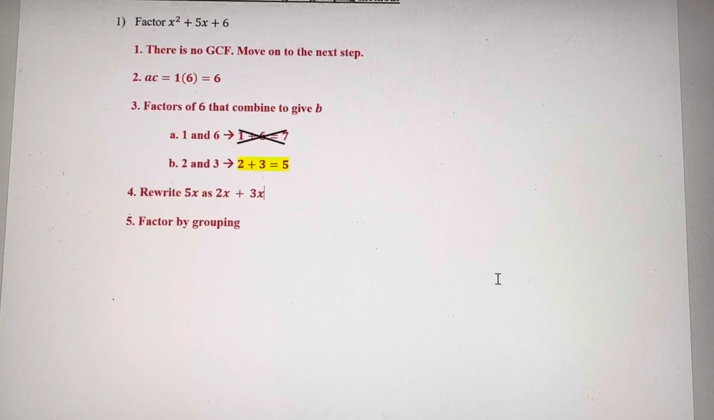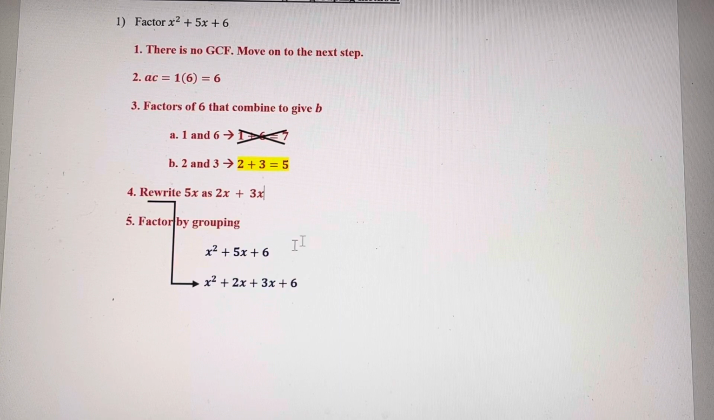And then we're going to factor by grouping. So I'm going to take x squared plus 5x plus 6. I'm going to rewrite this 5x as 2x plus 3x, so x squared plus 2x plus 3x plus 6. So now I've got a polynomial with 4 terms, and when we went over factoring by grouping, we usually had a 4-term polynomial to do that. So we're going to group these first 2 terms together, and we're going to group these last 2 terms together, and we're going to factor each binomial.